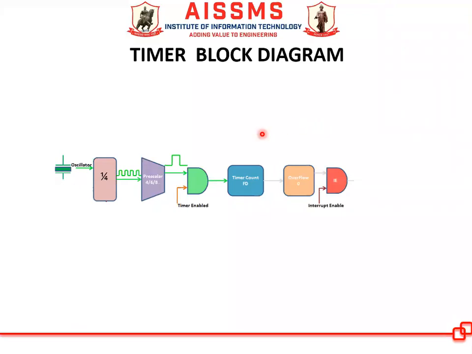So this is a block diagram of a general timer. The oscillator frequency is internally divided by 4, and whatever frequency you get is again divided by a prescaler, and the timer will work at that particular frequency. So the oscillator frequency divided by 4, divided by the prescaler value, is the frequency at which the timer works. The prescaler can be kept equal to 1. If you don't want to divide by a prescaler, you can keep it equal to 1, or you can bypass the prescaler as well.